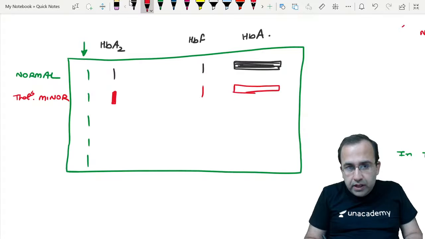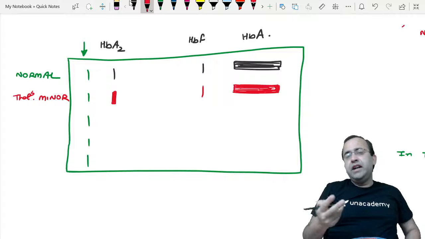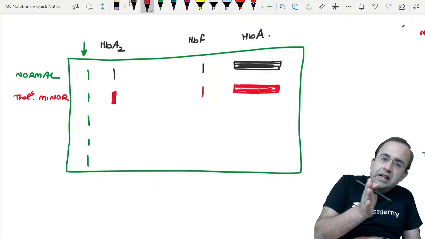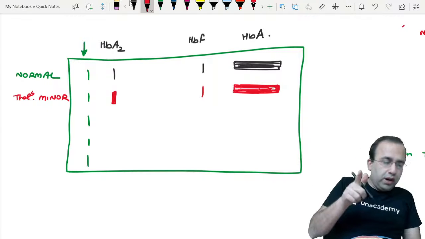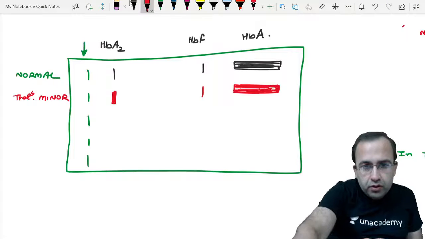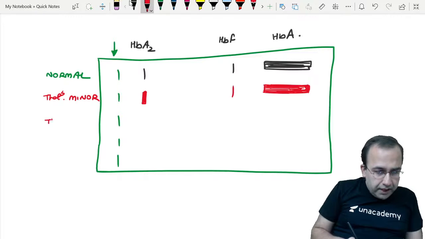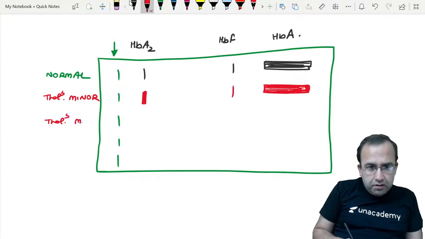To the extent HbA2 is increased, to a similar extent HbA is reduced, because the total has to be 100%. But to the naked eye, I will not be able to see slightly reduced HbA. What I will be able to see is slightly elevated HbA2. This was thalassemia minor. Next is thalassemia major.